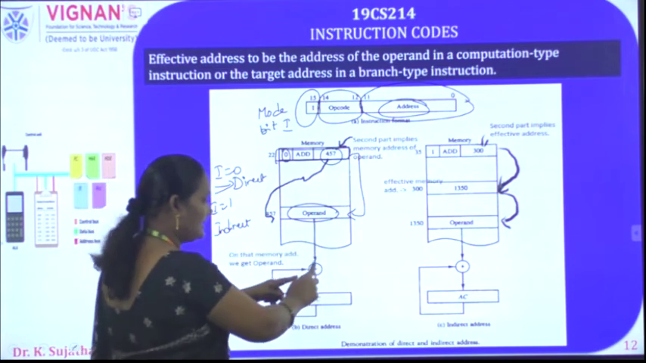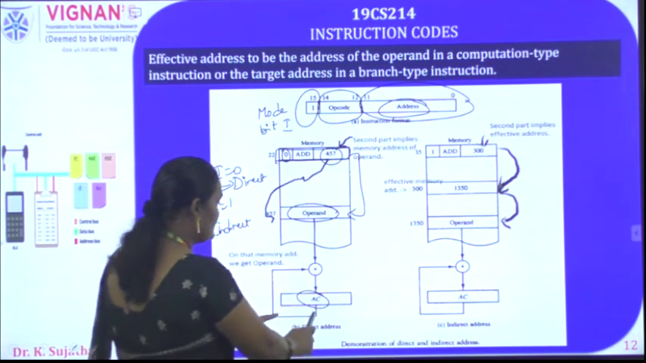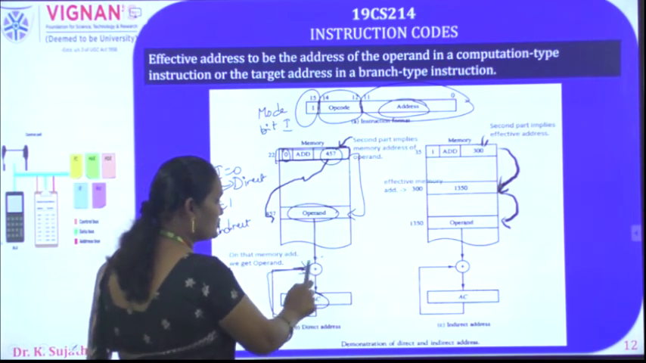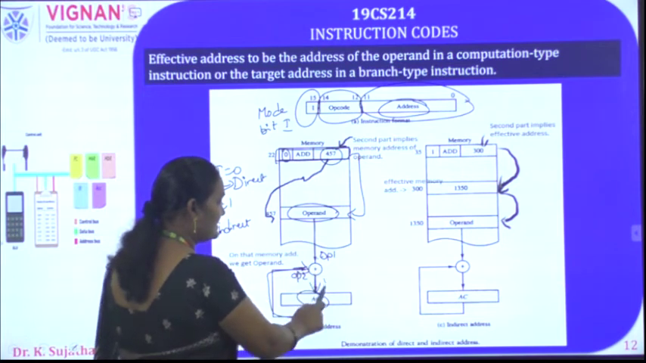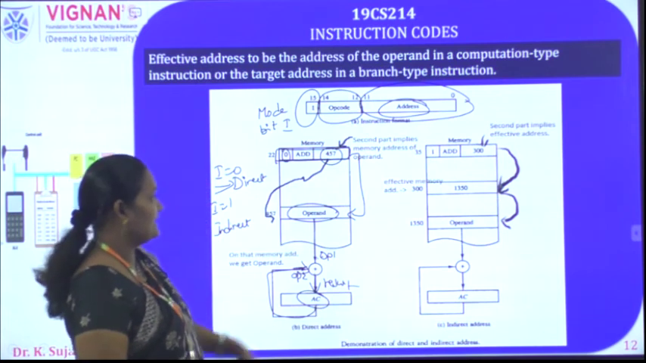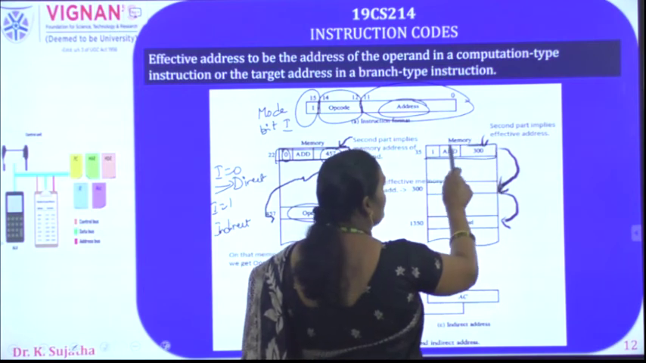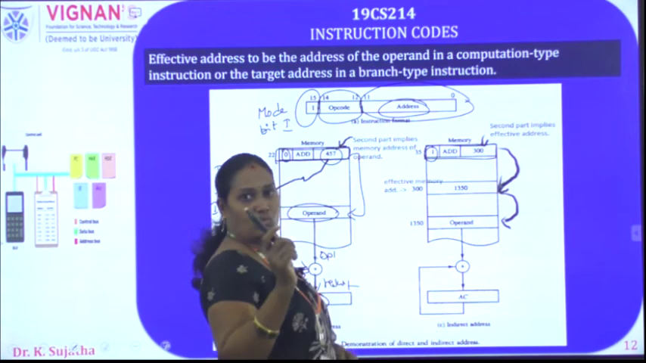The control accesses that operand, and another operand is present in the processor register. Now both are to be added. This is the operand from memory, operand 1. This is the operand from the accumulator, operand 2. These two are added and the result is passed again to the accumulator. So this is direct addressing. Now if you observe this instruction, the mode part indicates 1.